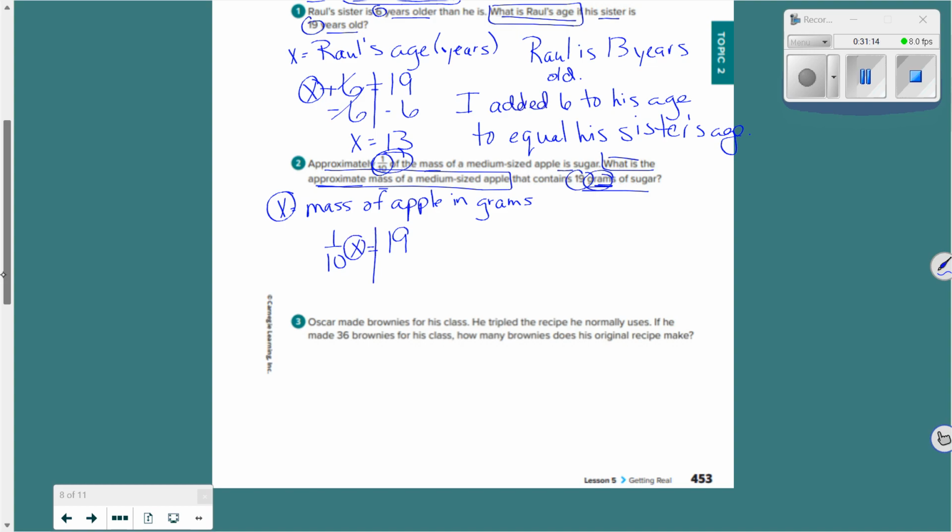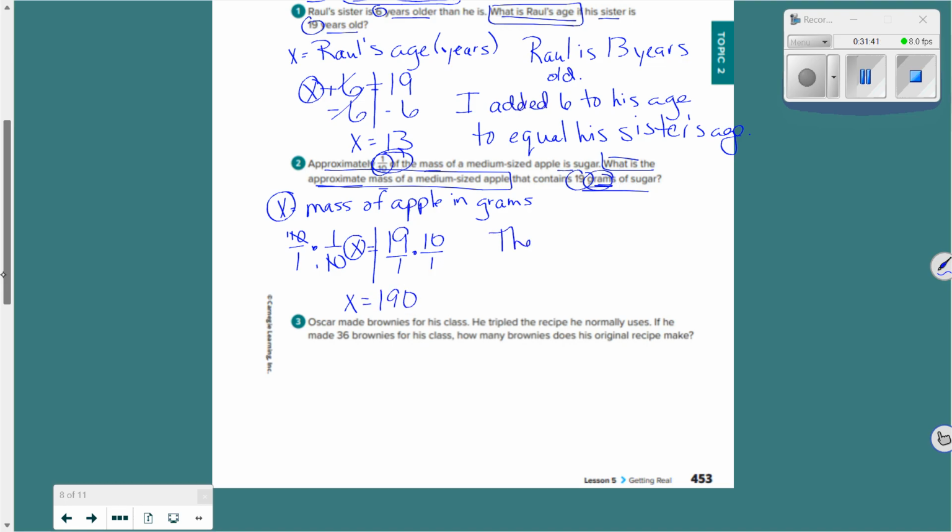What's the opposite of multiplying by 1/10? Dividing, but do I actually divide fractions? No, I'm going to multiply by the reciprocal. So I multiply by the reciprocal, which is 10 over 1. Multiplication property of equality says I then also need to do that on the other side. These are going away, so I have x left here. I need to put this over 1. So I get 190 over 1, which is 190.